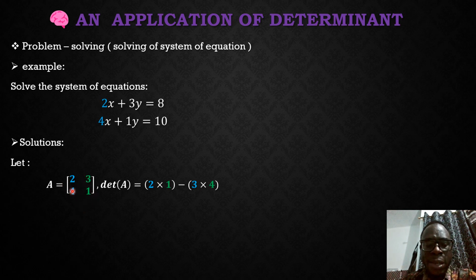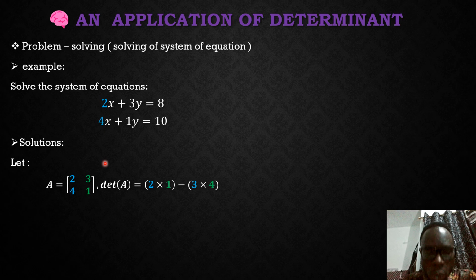Where did we get this 2, 3, 4, 1 from? They are the coefficients of the unknown variables in each of the equations. So when you look at the matrix A, 2 is the coefficient of x in the first equation, 3 is the coefficient of y in the first equation, 4 is the coefficient of x in the second equation, and 1 is the coefficient of y in the second equation.